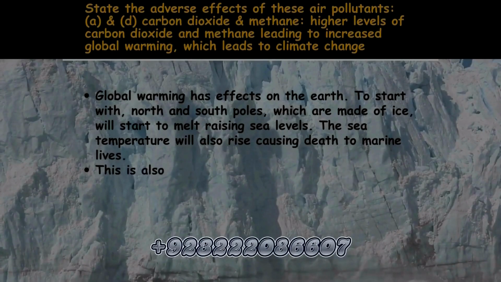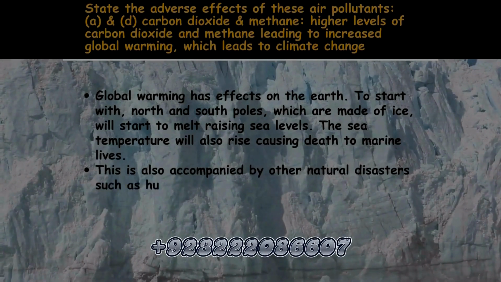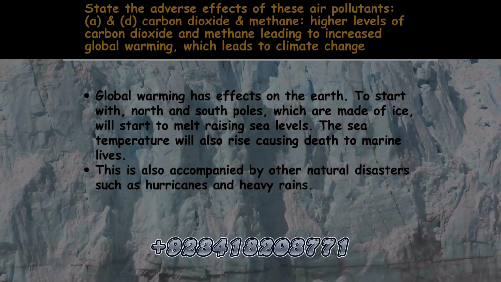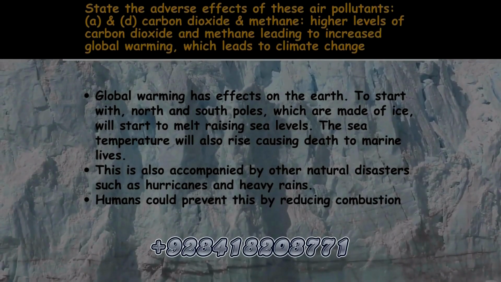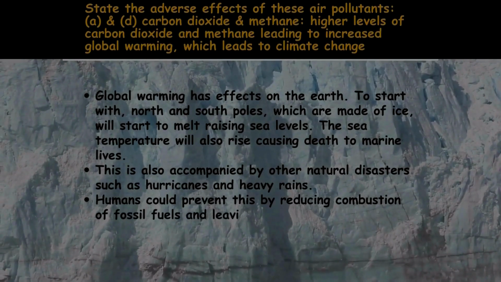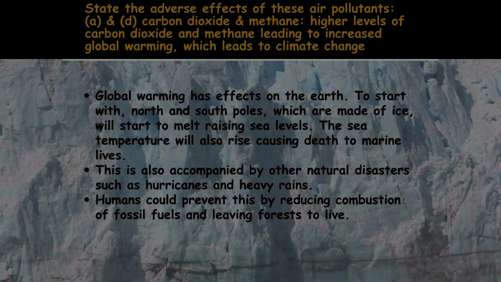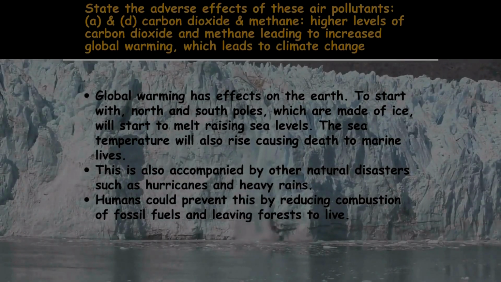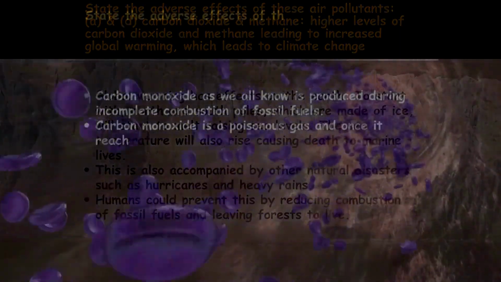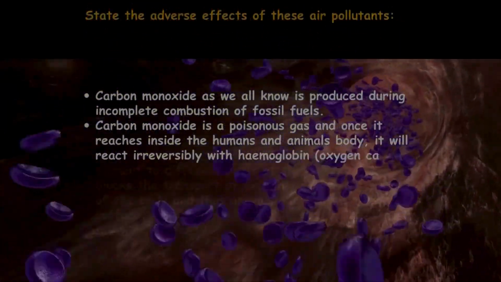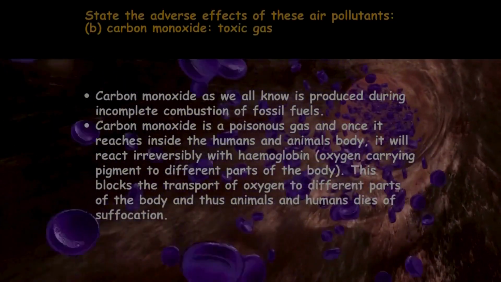The North and South poles are made up of ice, and due to global warming, this ice is melting. As a result, the sea level rises. The sea temperature will also rise, causing death to marine life. We are also watching other natural disasters occurring around the world, such as hurricanes and heavy rains. Humans could prevent this by reducing the combustion of fossil fuels and leaving forests to live.